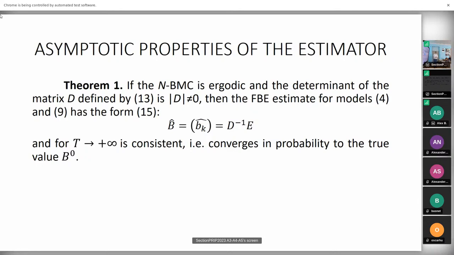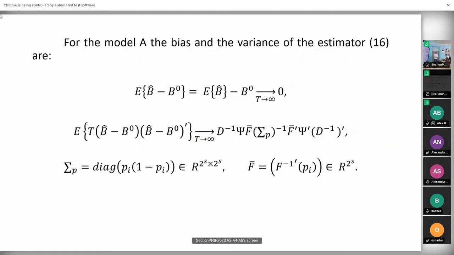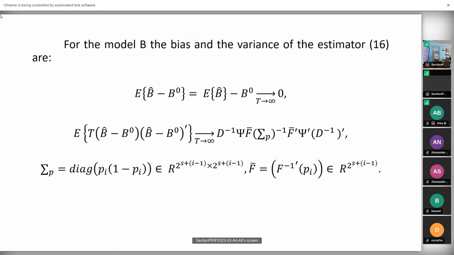Theorem 1: the gradient and the determinant of the matrix D, defined by (13), where the determinant of D is not equal to 0. Then the estimators for models A and B are consistent, converging in probability to the true value. For model A, the asymptotic covariance matrix of the estimator is a matrix. For model B, the asymptotic covariance matrix of the estimator is a matrix.